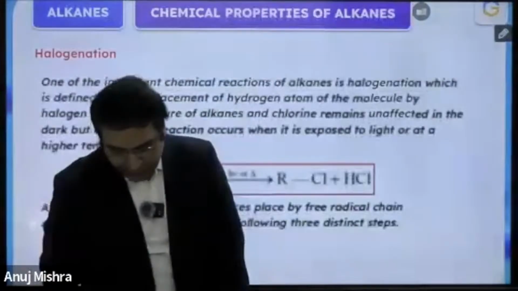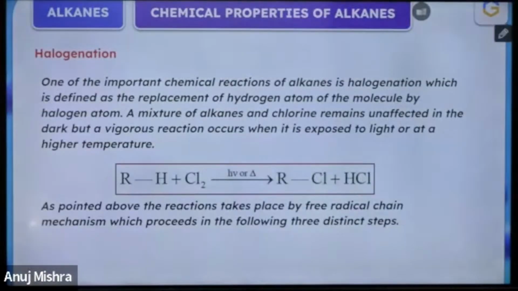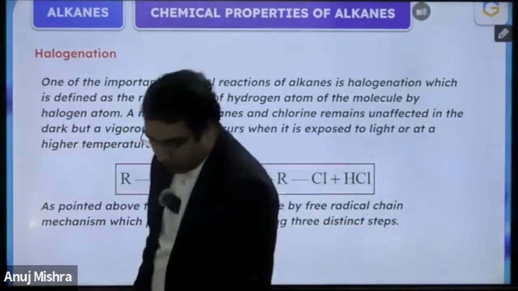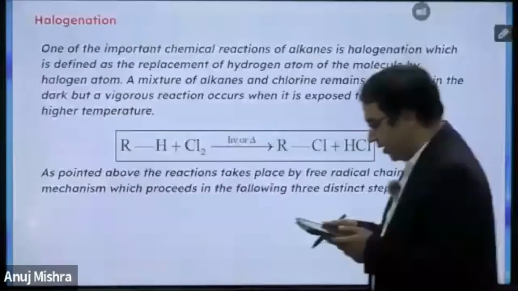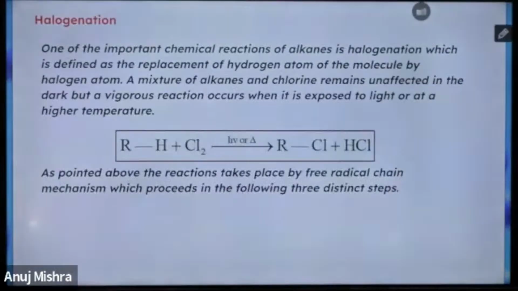So write down halogenation and reaction with chlorine. No need to copy everything. Just write what I'm telling you to write, right? So reaction with chlorine. One of the most important chemical reactions of alkane is halogenation, which is defined as the replacement of hydrogen atom by the molecule halogen, mixture of alkanes, chlorines. You can read it. Okay, nothing great, but basic idea is clear.